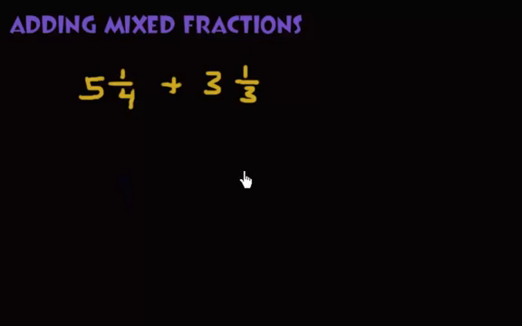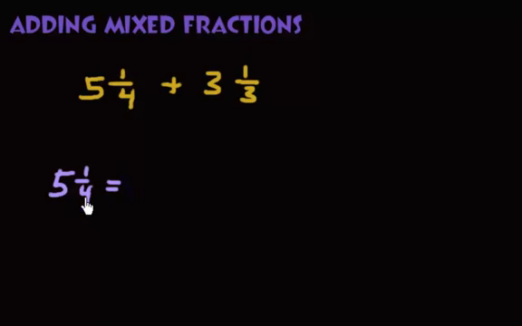Hello, in this video we're going to add two mixed fractions. Now the first step in adding mixed fractions is to convert to improper fractions. So down here I'm going to say 5 1/4 as a mixed fraction.